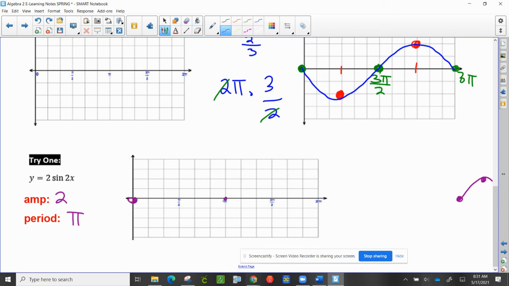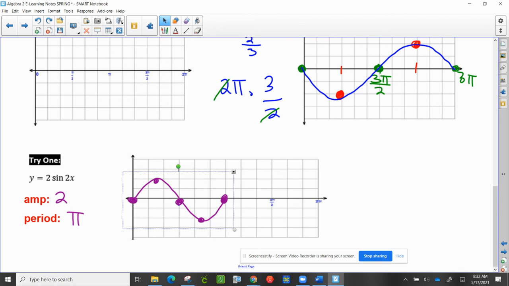0 and 1 pi should be your start and your stop. So find all your halfway points and draw in your curve. Okay, if you did it correctly, it should look something like this. So your halfway point is your other x-intercept, and then halfway between there didn't come out too nice. You kind of had to go in between 2 values, but you see I went up 2 and then down 2 for my amplitude.